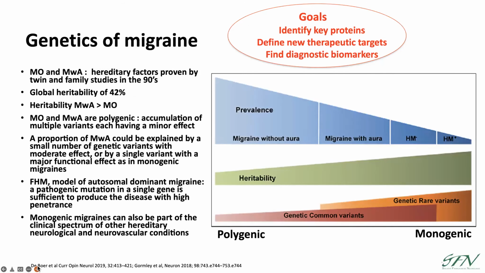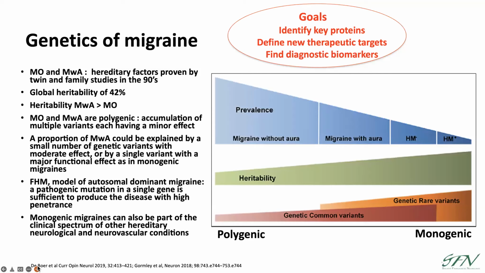So a few words about the genetics of migraine. In migraine without aura and migraine with aura, the hereditary factors have been demonstrated by twin studies and family studies in the 1990s. And the global heritability is estimated to be between 40 and 50%. That means that if you have migraine, half of the cause of your migraine comes from the genes you have inherited from both parents.